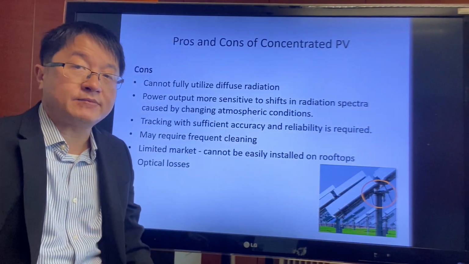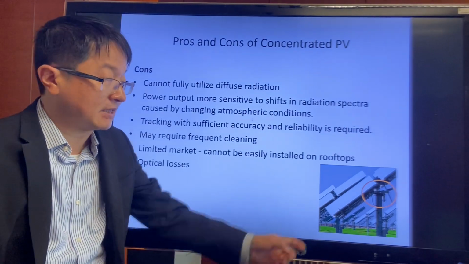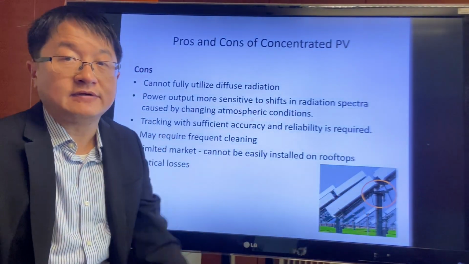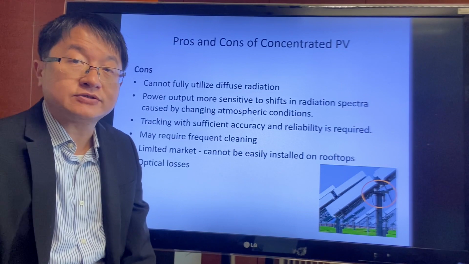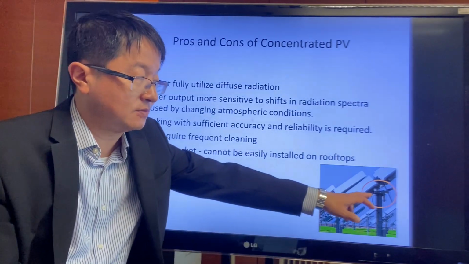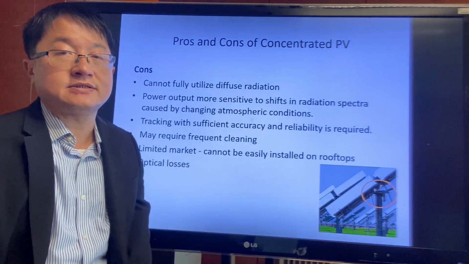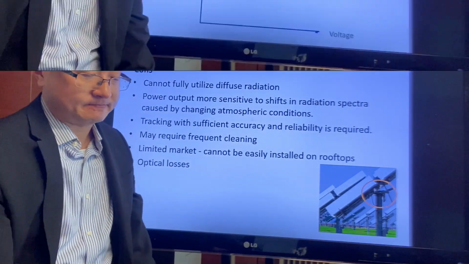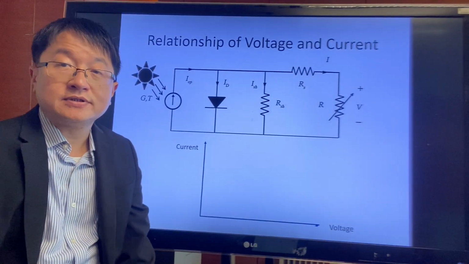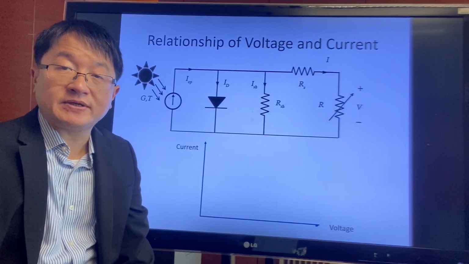And in Hong Kong, because of typhoons and sometimes the insulation is not good enough, we need a very strong insulation base and also a heavy duty motor to move this PV panel. Now let's look into the electrical characteristics of a PV panel.